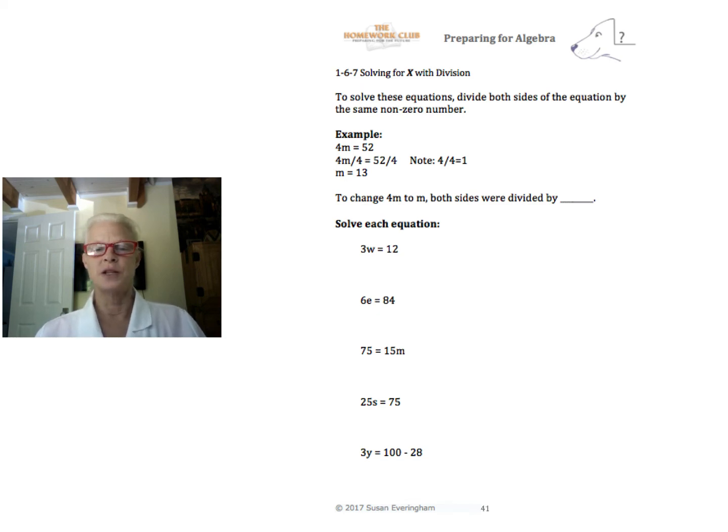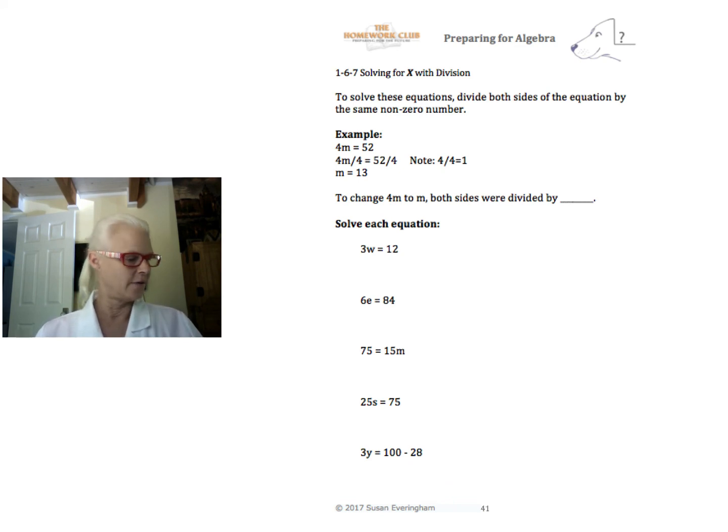Last page, page 41, we're isolating a variable. Let's go ahead and do the example together. Our variable is m. 4m equals 52, and since it's a multiplication problem, 4 times m, we're going to divide out the 4 on both sides of the equation, leaving us with an isolated m, which would then be 52 divided by 4, which equals 13.